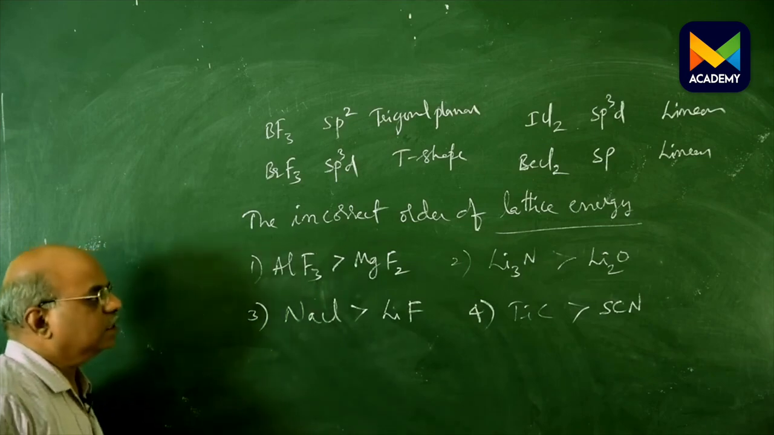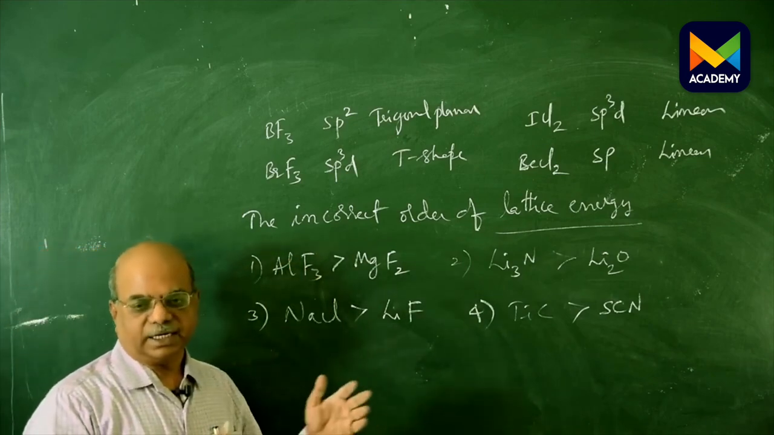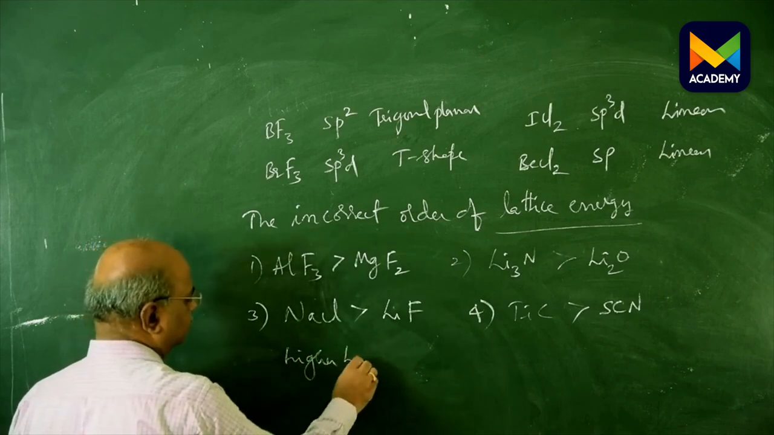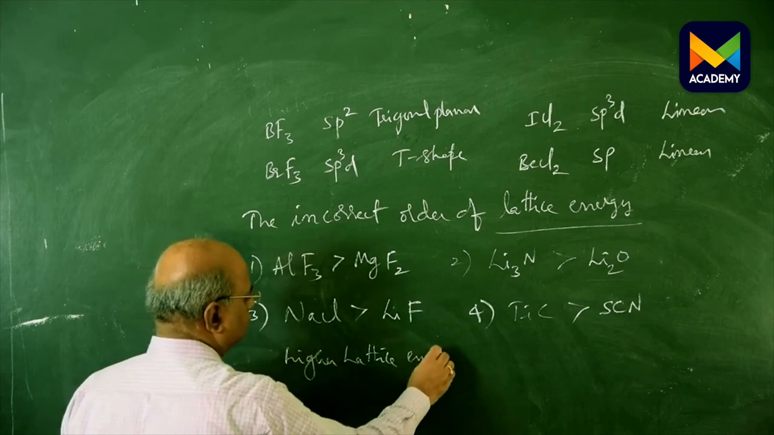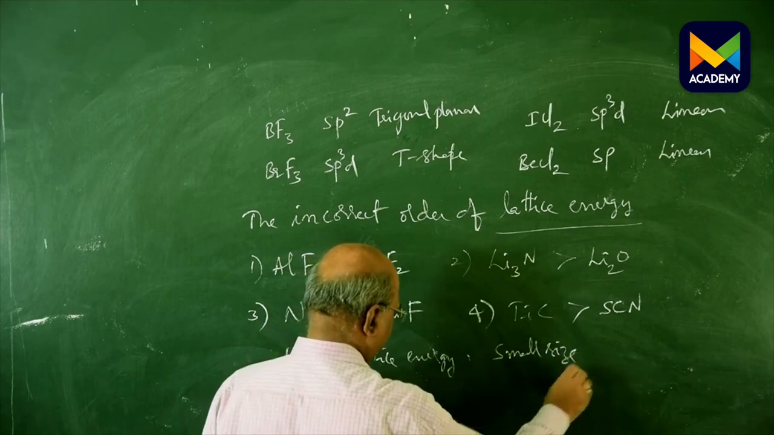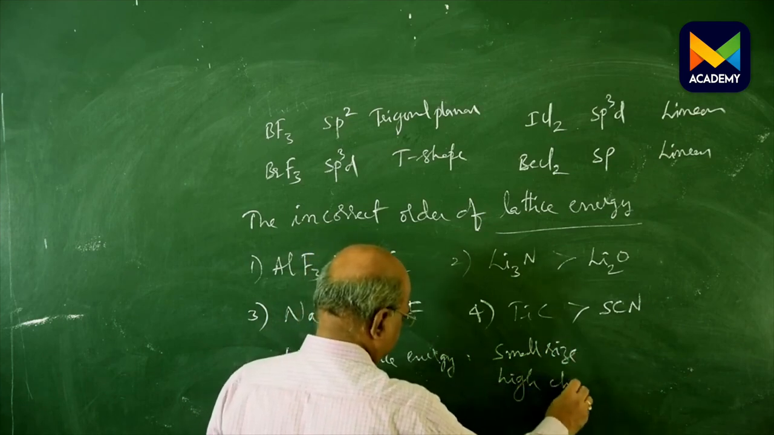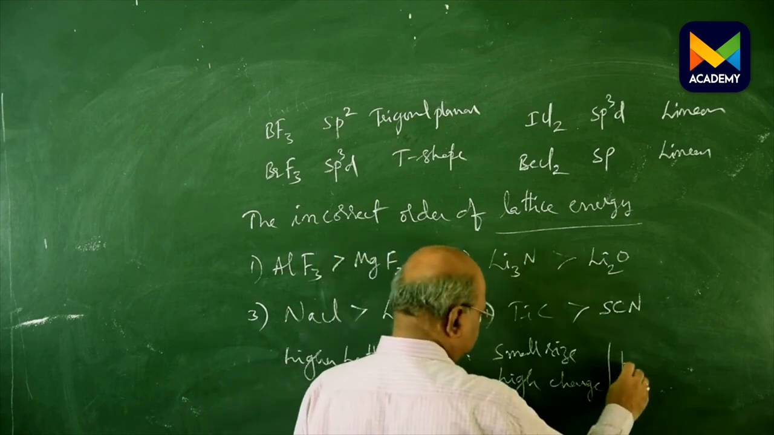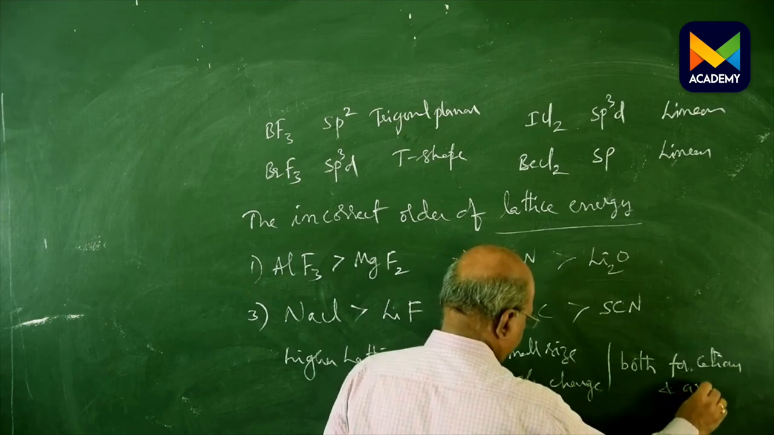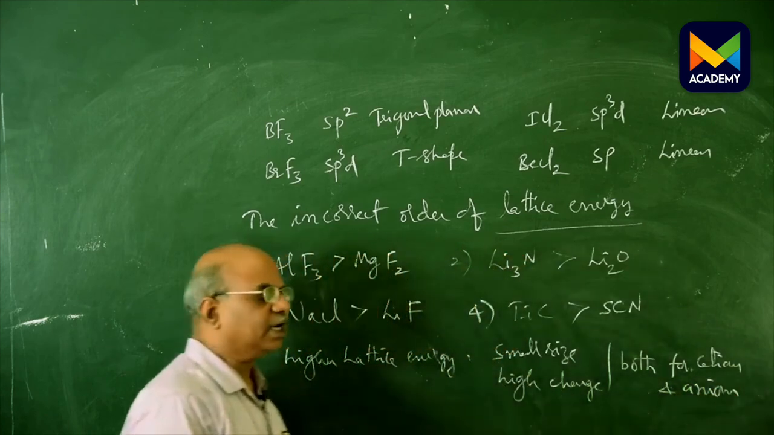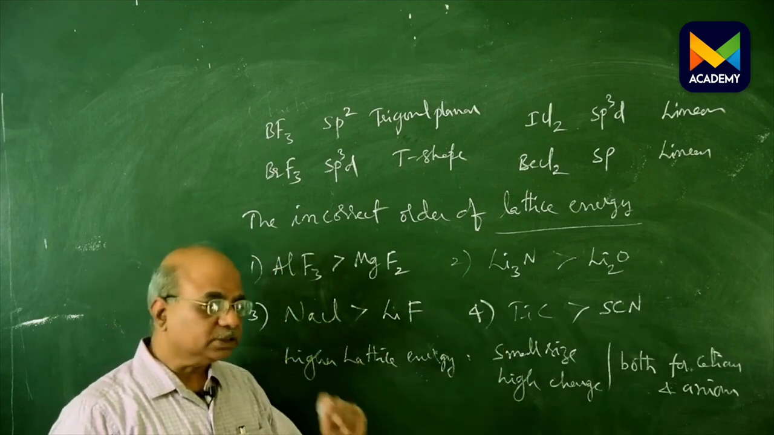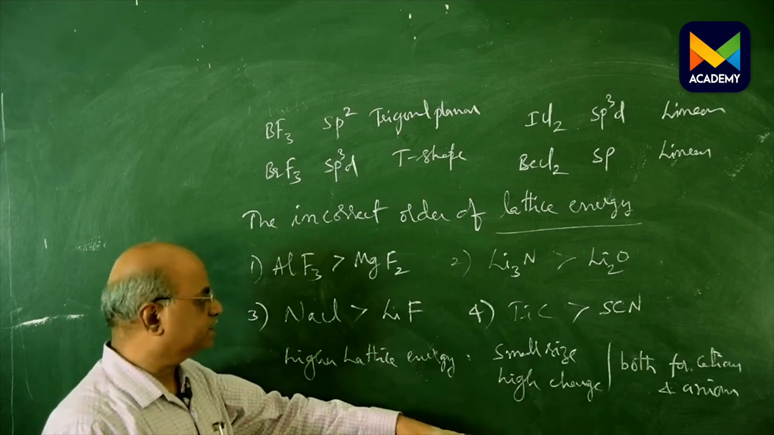In the case of lattice energy, the concept is that we observe higher lattice energy for ionic compounds with small size and high charge. This is a general concept, and of course applies to both cations and anions. So the higher the charge of anion and cation, and the smaller the size of anion and cation, the higher the lattice energy will be, provided it's an ionic compound. For covalent compounds we can't apply this.